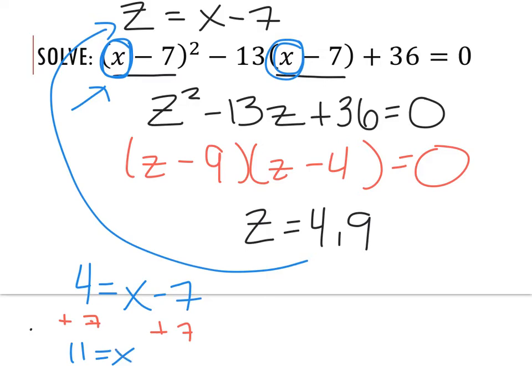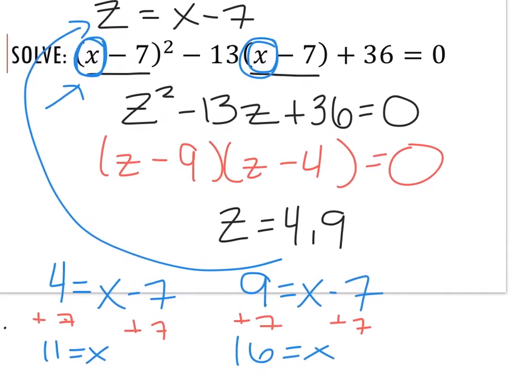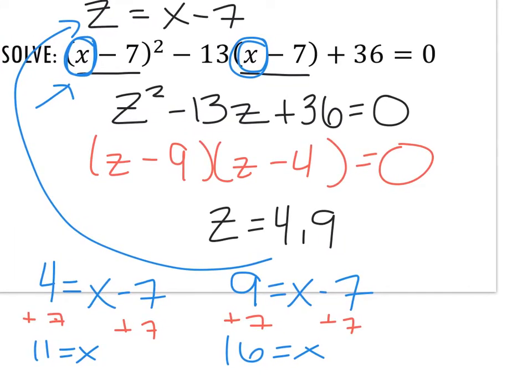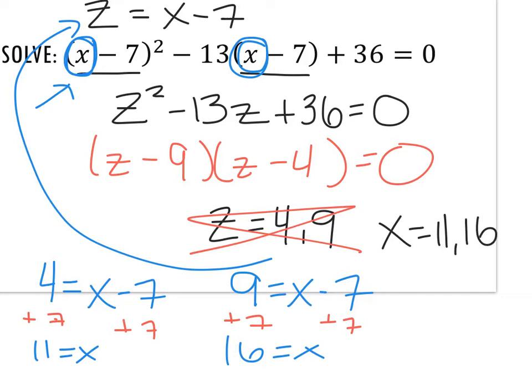I'm going to do the same thing with 9. 9 is equal to x minus 7. If I add 7 to both sides, I know that x is equal to 16. So the answer is not z equal to 4 and 9, the answer is actually 11 and 16. So figuring out what z is is helpful, but you always have to go one step further to make sure you're figuring out what the original variable actually is.